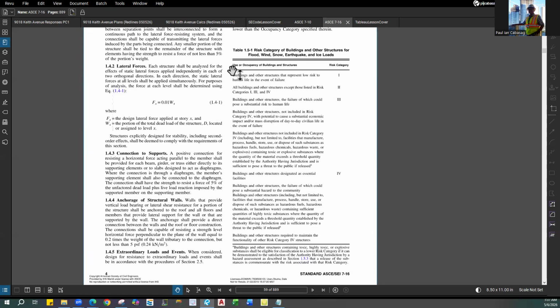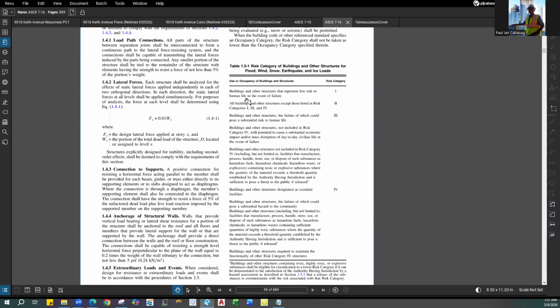Another example, risk category one, is a very low risk. This is one where if the building were to fail or collapse, it's not really going to cause anyone harm. These are buildings that are usually not occupied, mainly barns or agriculture buildings.